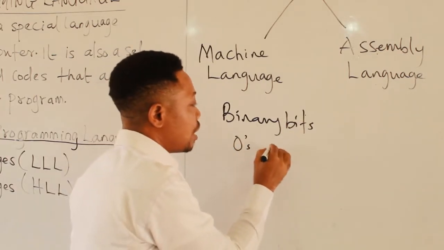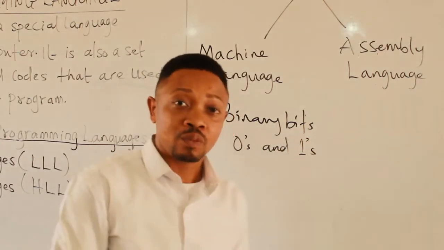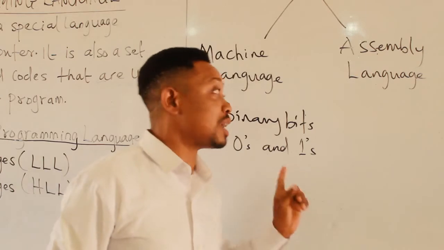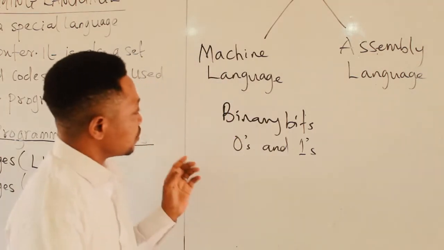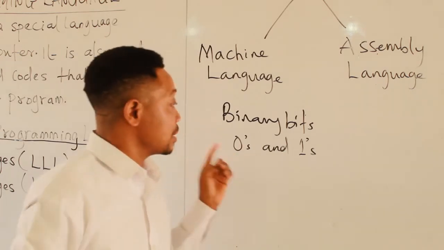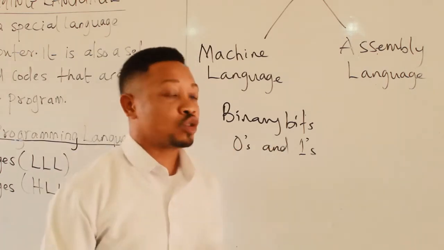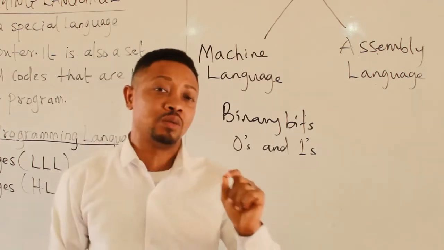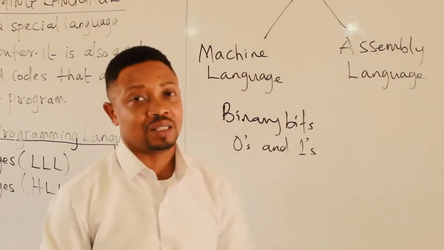Zeros and ones. So a programmer that programs using a machine language will have to do what? Write these programs using zeros and ones. What they do is to convert every single letter they want to write into its binary equivalent.